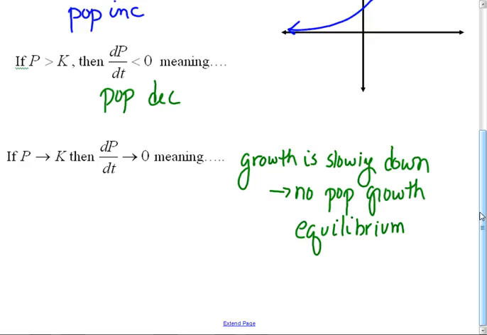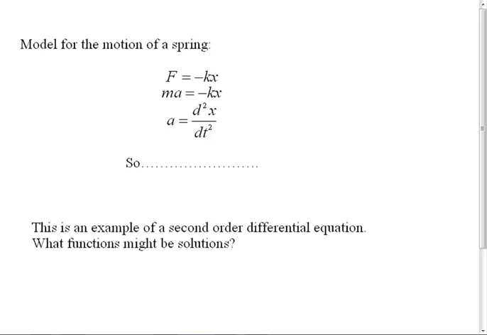Okay, what about a model for a spring? Now, remember, you guys have had physics? Well, your force is equal to minus K, the spring constant, times how far away you move it. And force is mass times acceleration. So if I solve for acceleration, that's the second derivative, and it's going to equal minus K over M times X. So my second derivative is going to be some constant times X.